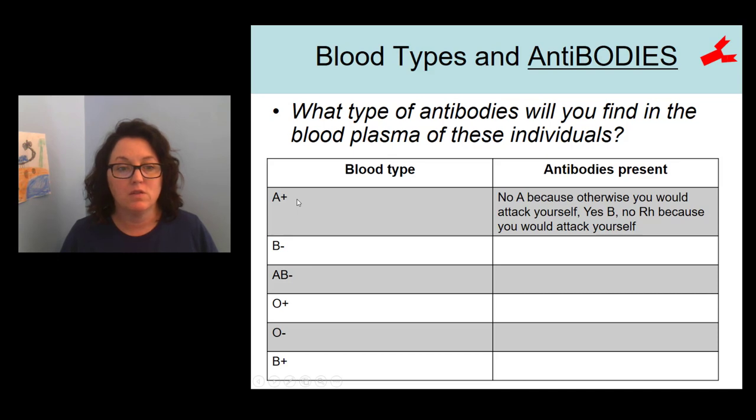And they are Rh positive, right? So they're not going to make Rh antibodies, because if they did make Rh antibodies, they would be attacking themselves, right? So I want you to go through the remaining blood types here and determine which antibodies are present, and then you can check your work on the next slide. Don't forget to pause the video.